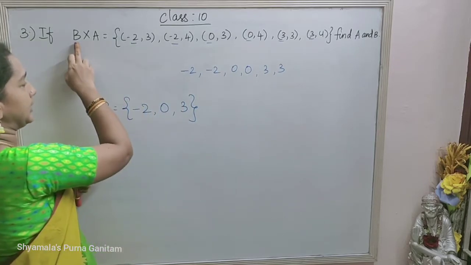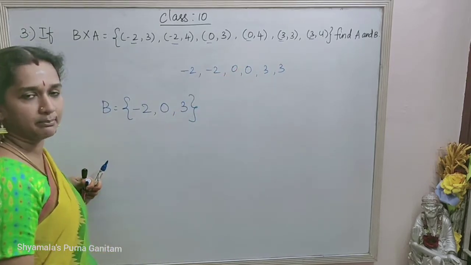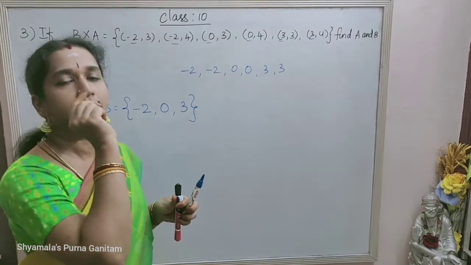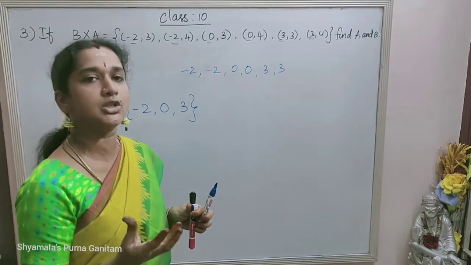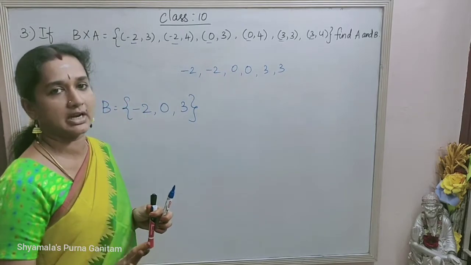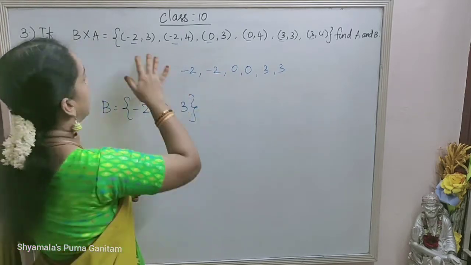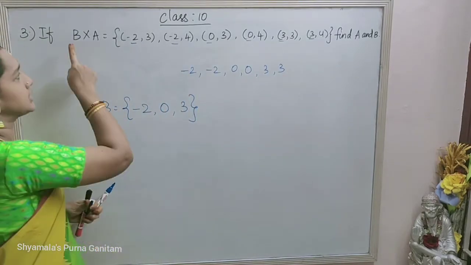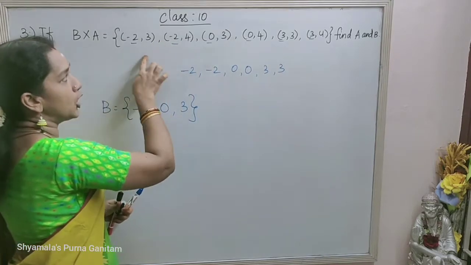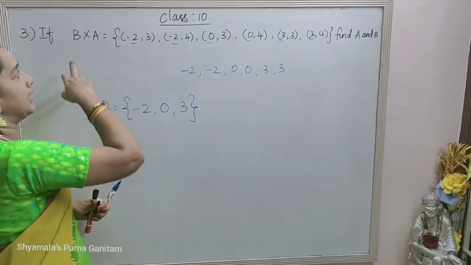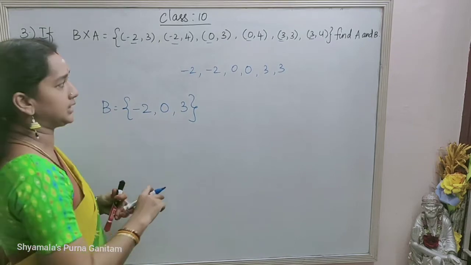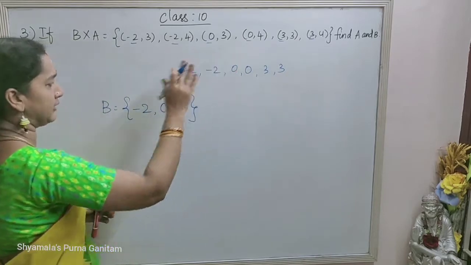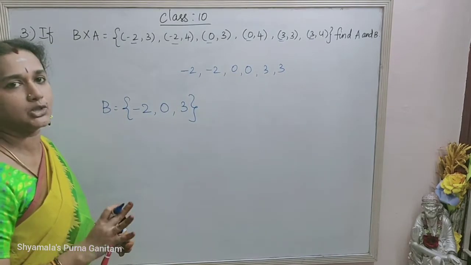One more time I will repeat. We are asked to find the elements of A and B, that is, what numbers belong to set A and set B. For finding that, the ordered pairs are given as B cross A. All the first elements belong to set B and all the second elements belong to set A. So we separated that from the given list and found the elements of B.